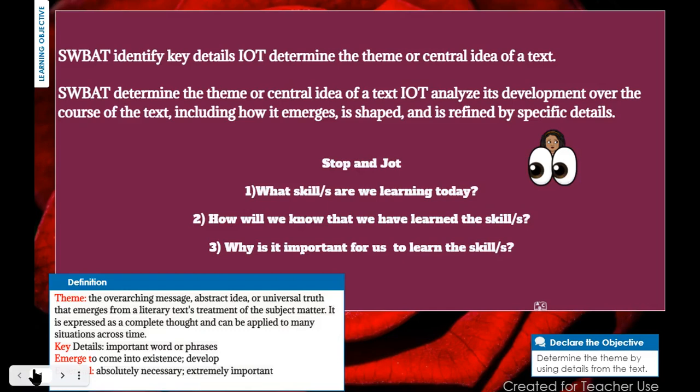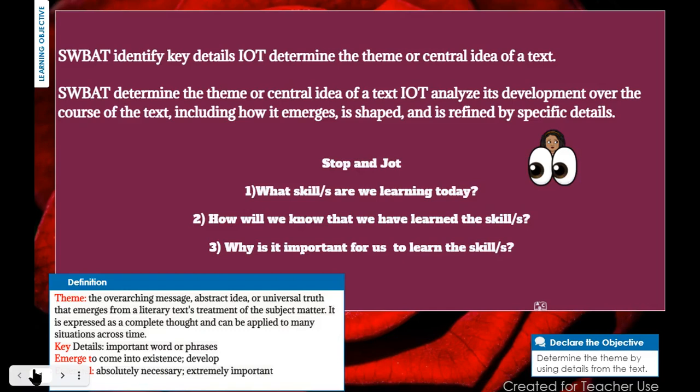The reason for that is because a theme is the moral or the lesson that we should learn within the text, and the central idea is the key idea or the main idea that this piece is talking about, okay? Your second performance-based objective is to determine the theme or central idea of a text in order to analyze its developments over the course of the text, including how it emerges, is shaped, and is refined by specific details. Yes, this sounds pretty much like my previous video, and it is.